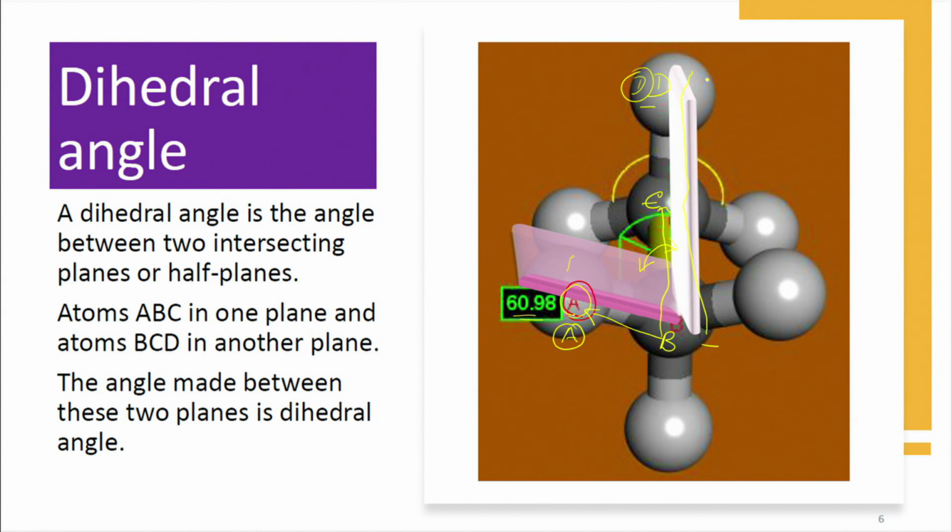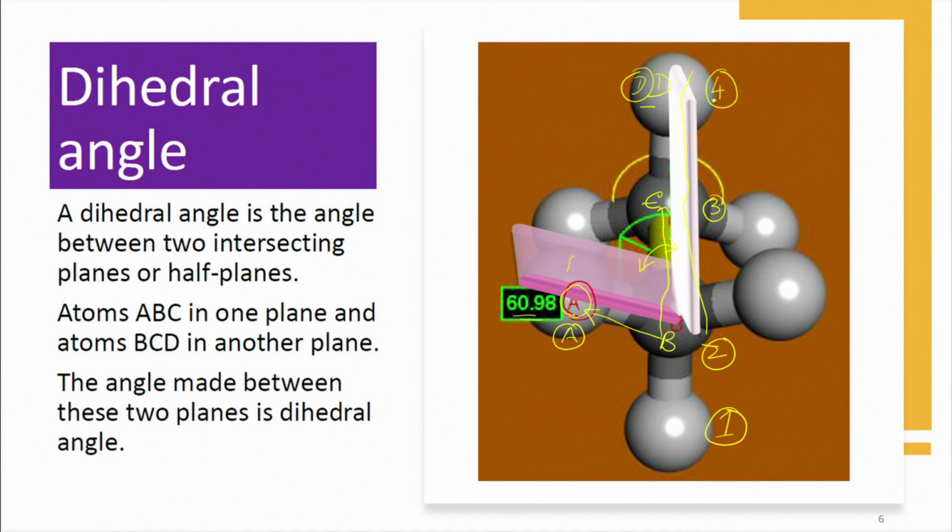If we look at 4 different atoms, say for example, let me put this as atom number 1, this as atom number 2, this carbon as atom number 3 and this hydrogen as atom number 4. So, we have 4 atoms. Any 3 can be in one particular plane. So, 1, 2, 3 are in one plane if we assume that, and atoms 2, 3 and 4 are in the second plane.